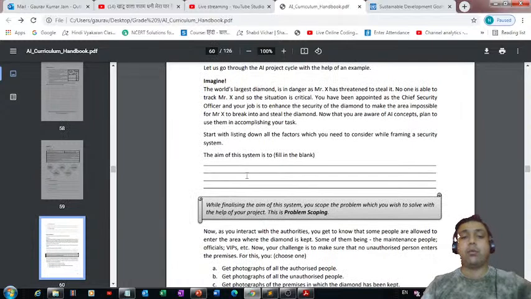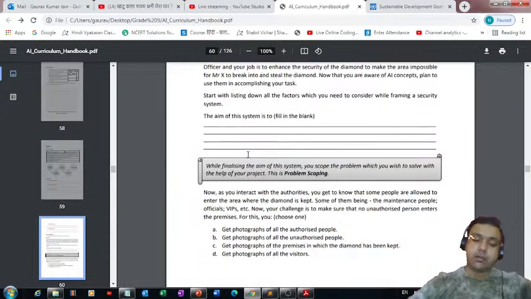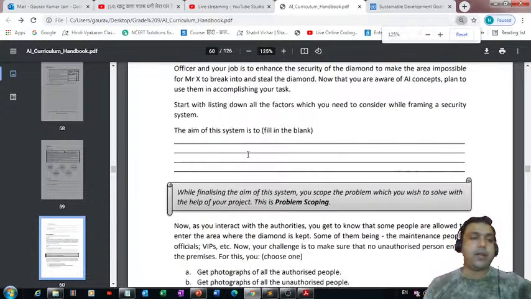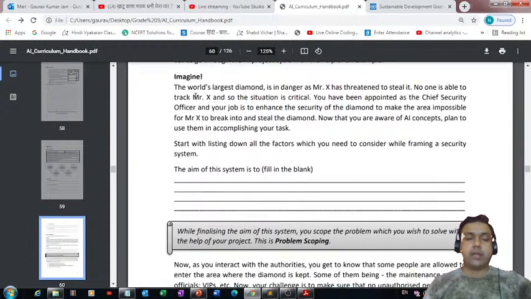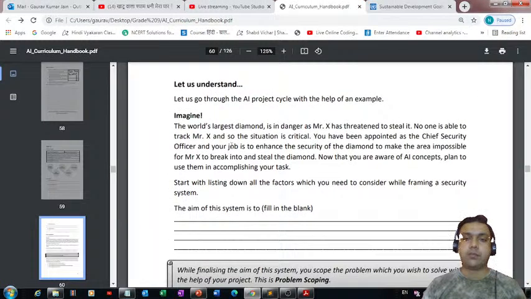Now let's come down and see what all things we have here in this Unit 2, in this PDF file CBSE has released for grade 9. There is a case study given to us on this page 54. What does this case study say? There is some Mr. X who wants to steal a diamond kept in a museum. You have been appointed as the chief security officer, and your job is to enhance the security of the diamond to make the area impossible for Mr. X to break into and steal the diamond. So this is the scenario given to us.